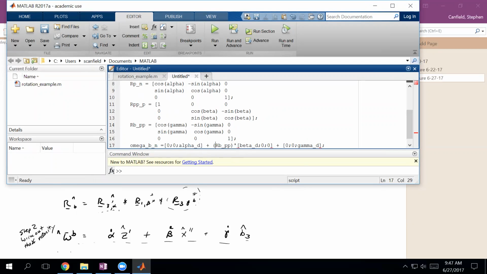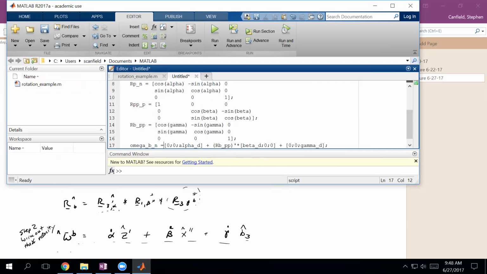We saw in the notes that I had to pre-multiply by the projection that takes me from the double prime, or excuse me, double prime to the b. Here I have the b to the double prime, so I take the transpose of that, and I need the multiplication. This one I have to go from the single prime to the b. I have the single prime to the double prime, and I've got the double prime to the b. I just have to take the transpose of both.